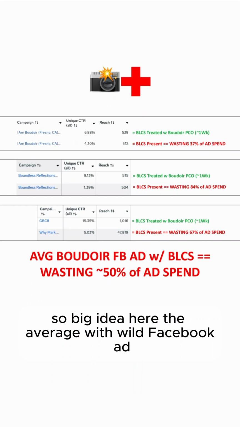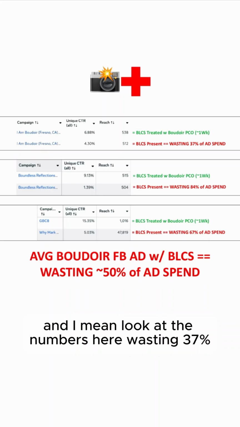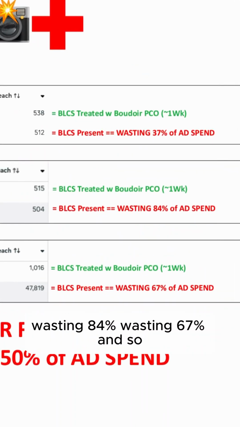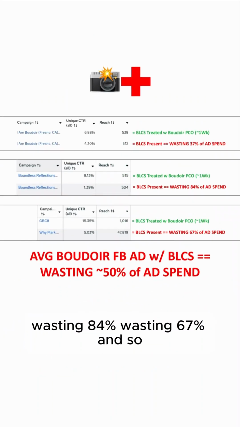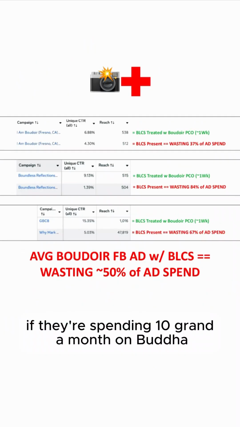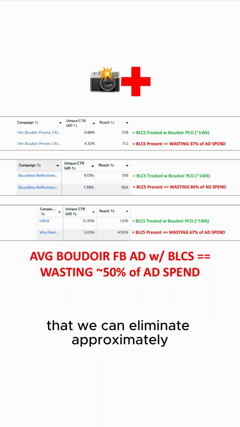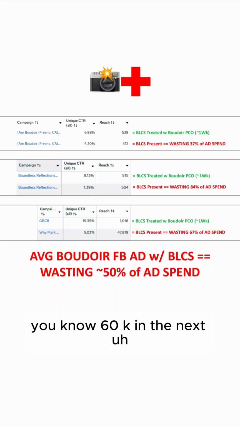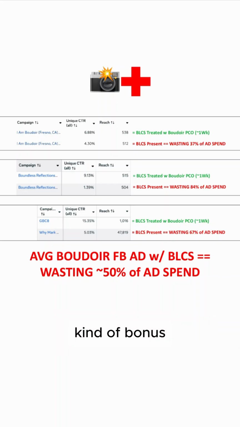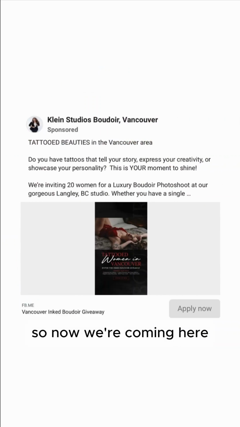So big idea here. The average Boudoir Facebook ad with BLCS is wasting about 50% of its ad spend. And look at the numbers here. Wasting 37%, wasting 84%, wasting 67%. And so if they're spending 10 grand a month on Boudoir Facebook ads, on average, 5K every month is being wasted that we can eliminate and give them approximately 60K in bonus savings back in their pocket over the next year. So now we're coming here.